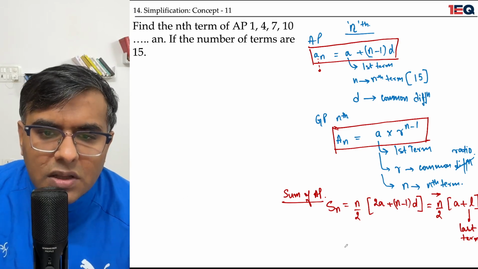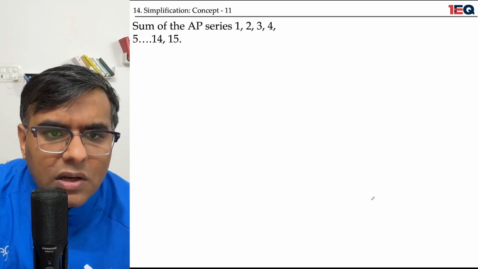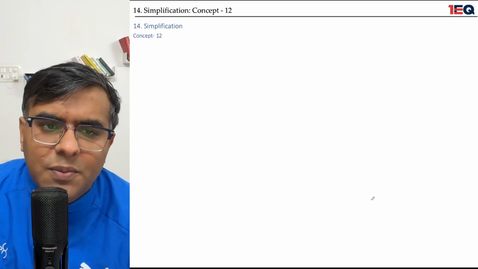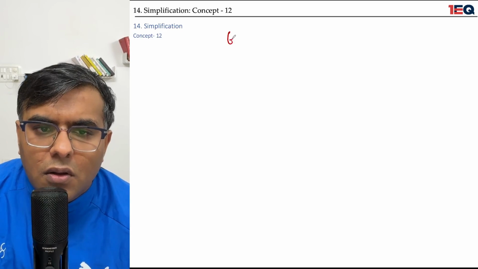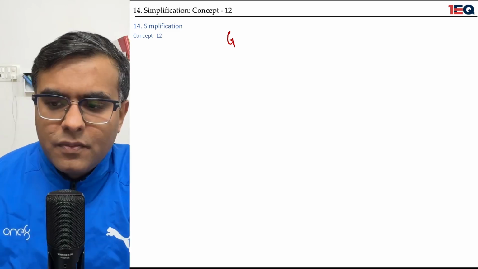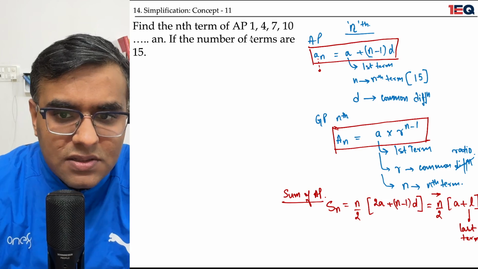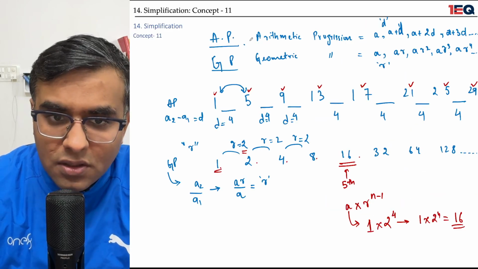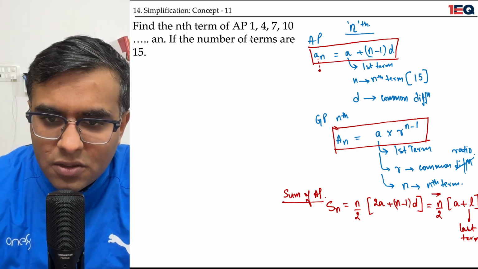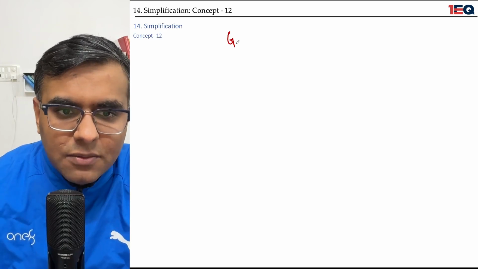Okay, there is one more small formula which I'll be introducing here in concept number 12. Let me introduce that to you because I've already talked about GP. When we talk about GP, we've already discussed the terms of GP. We've discussed the nth term of GP already. I'll be reintroducing the same over here.